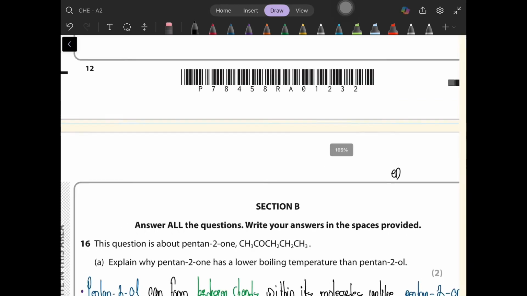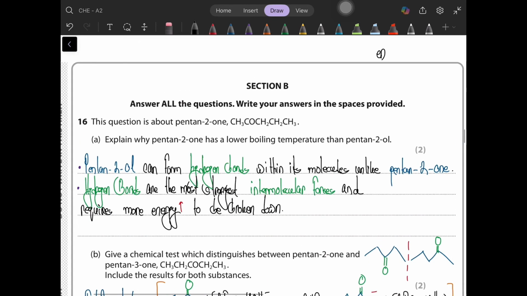AS chemistry stuffs. So let's just move on. This is what I have written over here. Pentan-2-ol can form hydrogen bonds within its molecules, unlike pentan-2-one. Hydrogen bonds are the strongest intermolecular forces and require more energy to be broken down, right?